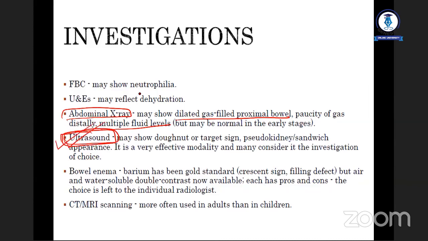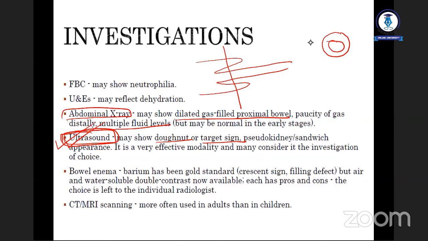intussusception, where you get the donut sign or target sign. What do you mean by this? For example, if you remember the picture, this is actually what an intussusception looks like. If you do a cross section of it, you'll see that it looks something like this. So it looks like a donut. And if you take all the layers into consideration, there are actually 4 layers, right? So it looks like a target sign.